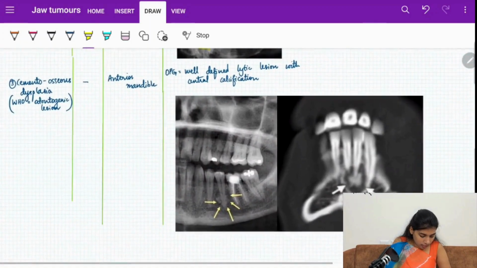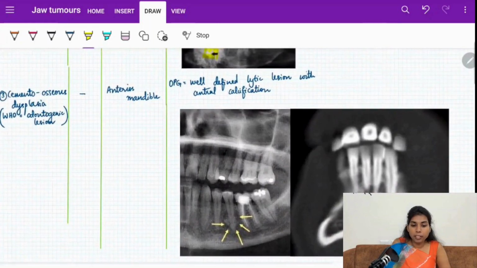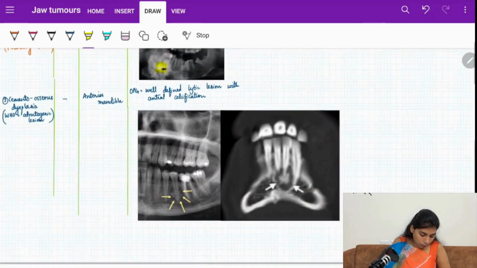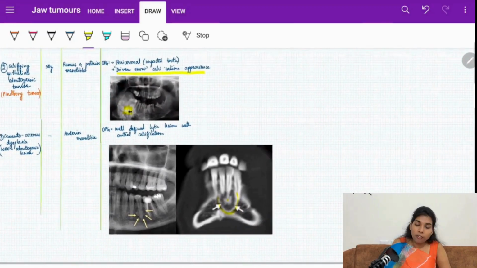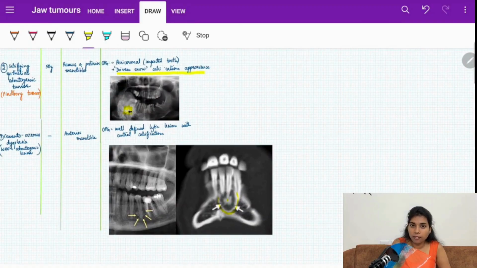Now we come to the last lesion in this category, that is cemento-osseous dysplasia, typically located in the anterior mandible. I told you any lesion in the anterior mandible is important. It's a repeated spotter. On OPG, you will see a well-defined lytic lesion with central calcification. This is what you'll see even on CT. You'll see a lytic lesion with central calcification, right? This is a repeated spotter. Now we are done with mixed jaw tumors. We are left with the last topic, that is radio-opaque lesions, right?